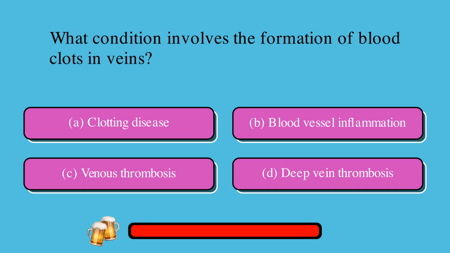What condition involves the formation of blood clots in veins? A, clotting disease, or B, blood vessel inflammation, or C, venous thrombosis, or D, deep vein thrombosis? The correct answer is C, venous thrombosis.